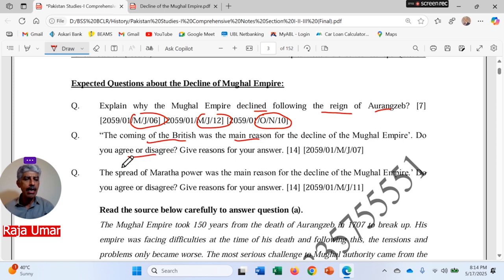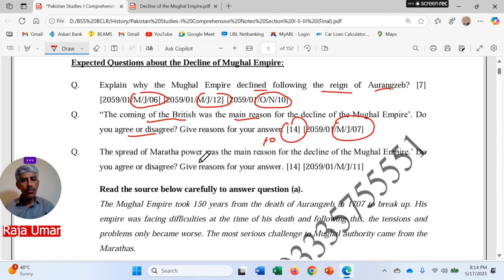Do you agree or disagree? I mean, this is the 14 marks question. And if the question comes as a compulsory question, question number one from Mughals decline, then this question will be of 10 marks, 1D, I mean. The reason for your answer. This question has come up in May-June 2007.